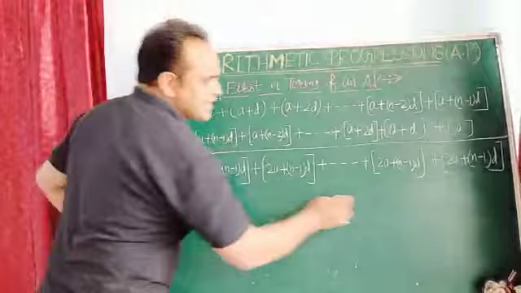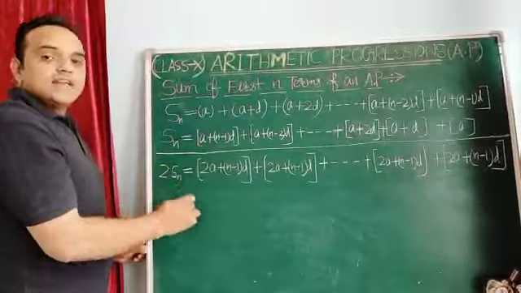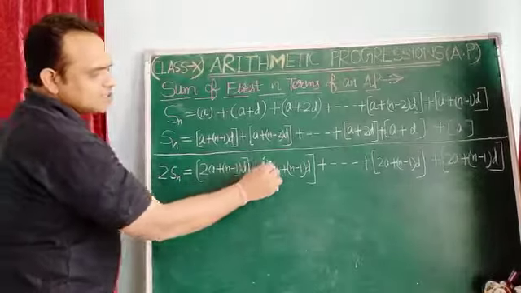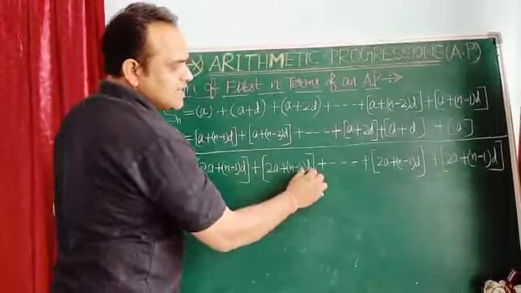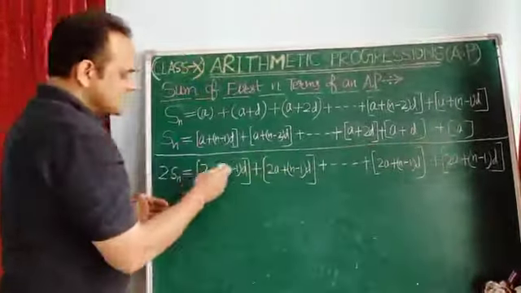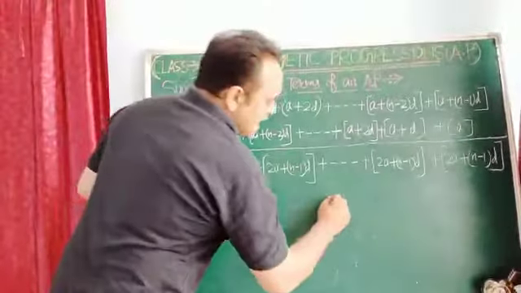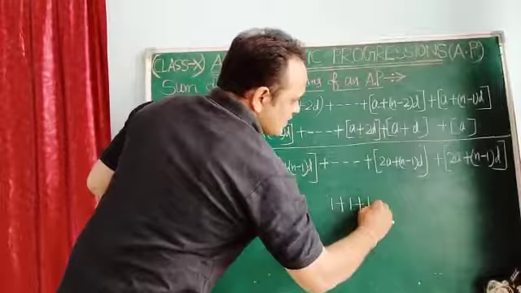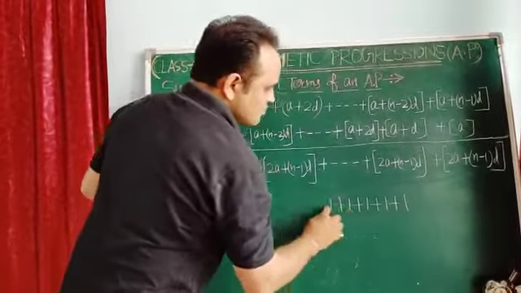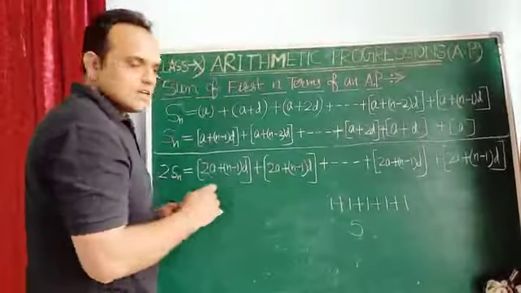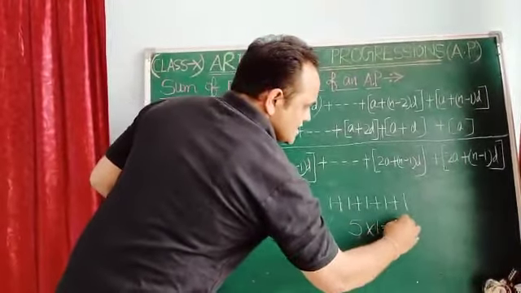So in the resultant we again have n number of terms: 2a plus (n minus 1) into d, 2a plus (n minus 1) into d, and so on. This term is coming here n times. If we add 1 plus 1 plus 1 plus 1 plus 1, five times, 1, 2, 3, 4, 5, my answer is 5. That is 5 into 1, so my answer is 5 here.